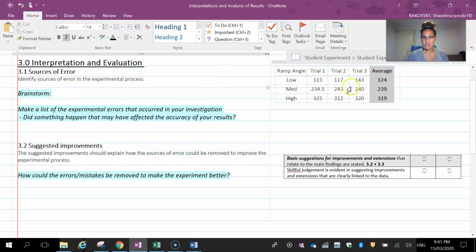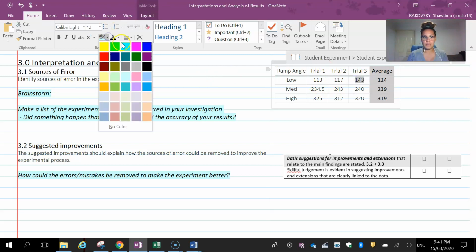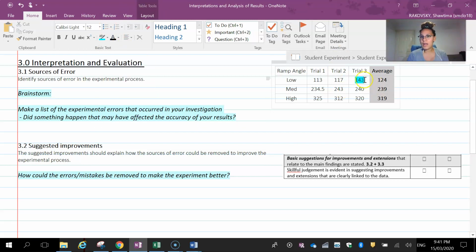Have a look here at sources of error. I see this in this data set that we've got. Why was it almost over 20 centimeters longer? Did something happen in that trial that was different to all the others? These ones are pretty close, but then again, something happened here. So there must have been something happening that we don't know. It might have been a mistake in measurement. You did your experiment, so you have to identify something.